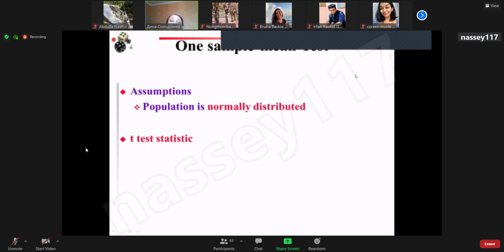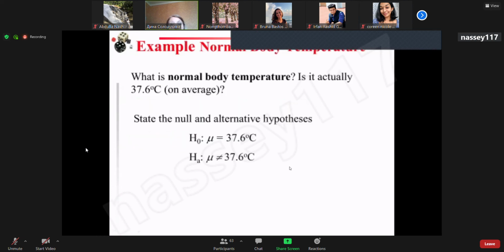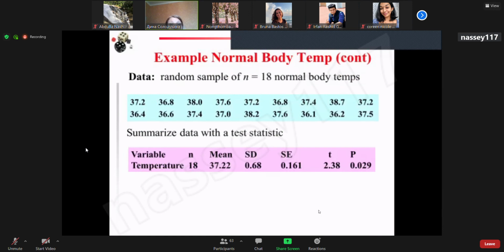If we have a one sample mean test, the main assumption, which is important, is that the population is normally distributed, and we make the statistic. For example, the normal body temperature: we ask, is it actually 37.6 degrees Celsius? And we state the null hypothesis that the population average is 37.6, while the alternative hypothesis is that the population mean is not 37.6. Then we make a data set.